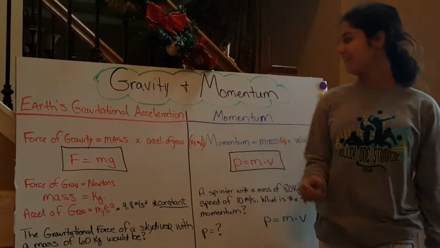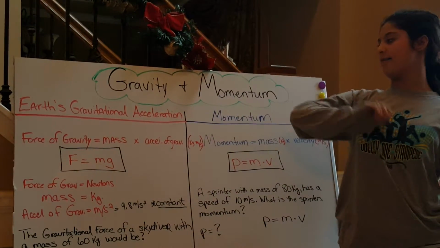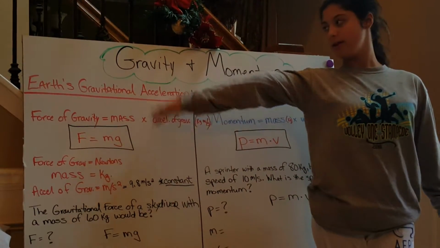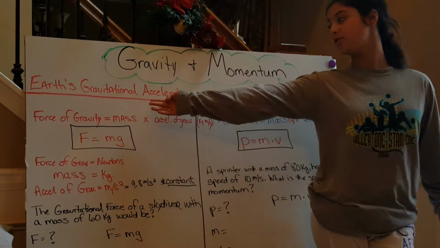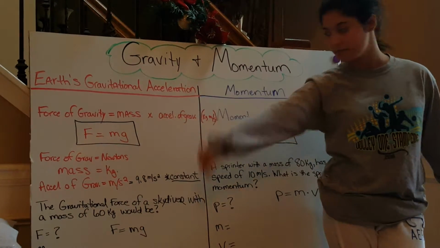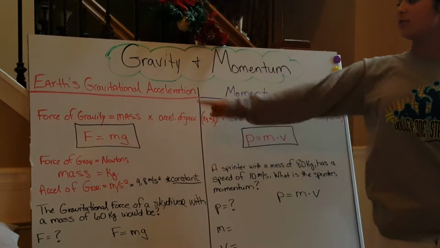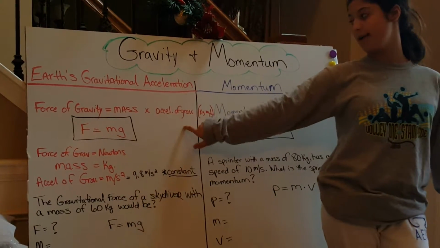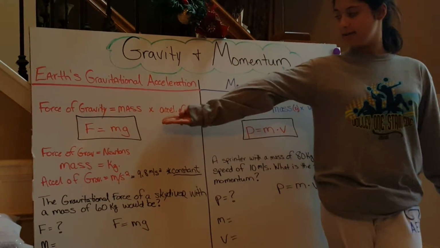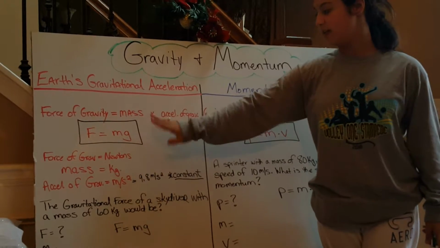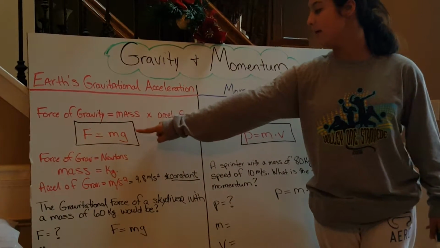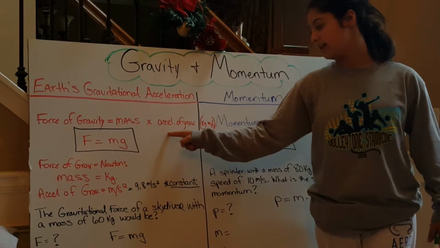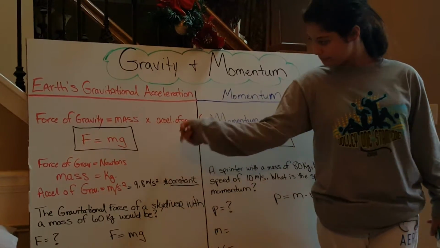Everybody, today we are going to be learning about gravity and momentum. Number one on our list, gravity. We're going to be talking about Earth's gravitational acceleration. Now, force of gravity equals mass times your acceleration of gravity. As you can see, we have our equation, which is F equals mg, because m is your mass and g is your acceleration of gravity.